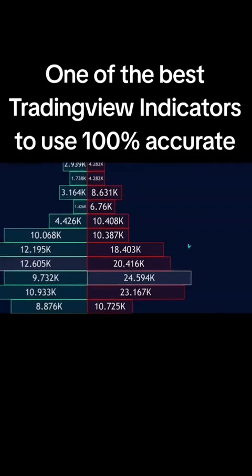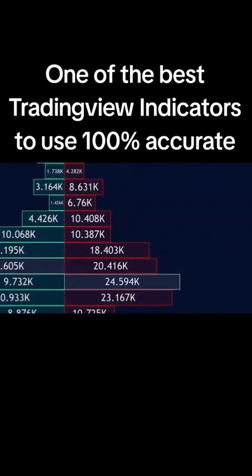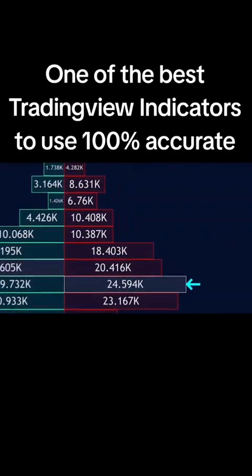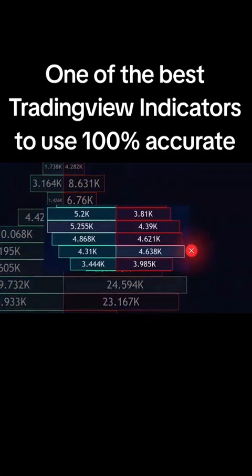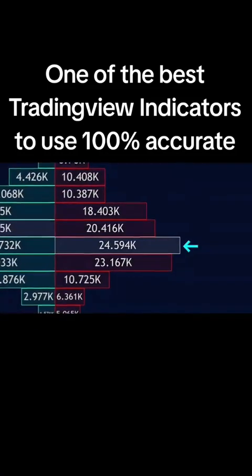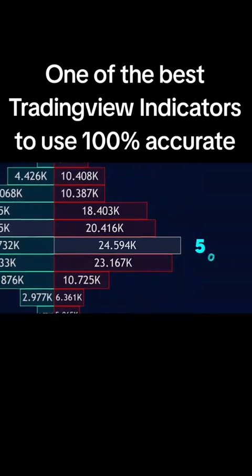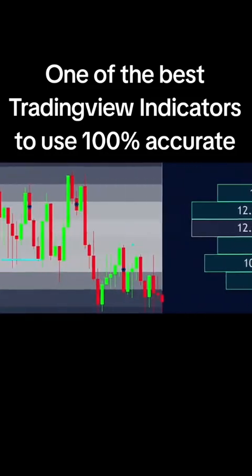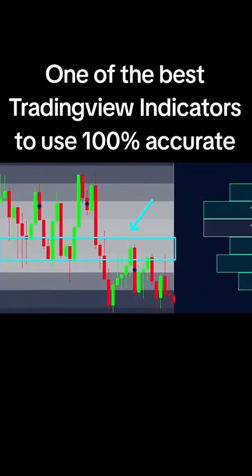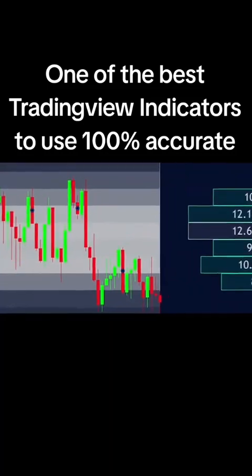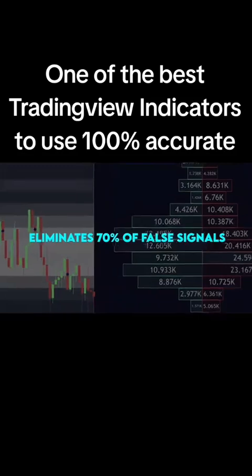But that's not all, because volume spikes are equally important. POCs formed with massive volume carry more weight than one formed with average volume. Look for POCs where the total volume exceeds the average volume by at least 50%. These indicate significant institutional interest and are much more likely to act as strong support resistance zones. Setting these minimum thresholds eliminates 70% of false signals.